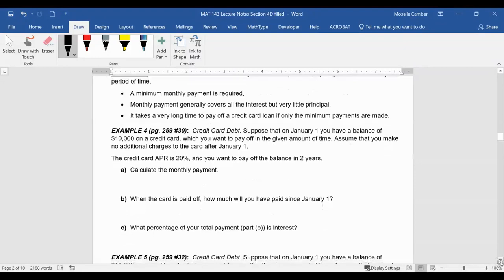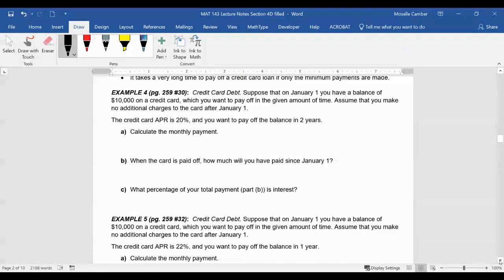So example 4, suppose on January 1st you have a balance of $10,000 on your credit card, and you want to pay that off in the given time below, assuming that you make no additional charges to the card after January 1st. Of course, if you make more charges, you have to redo this whole thing because you're going to have a new balance.